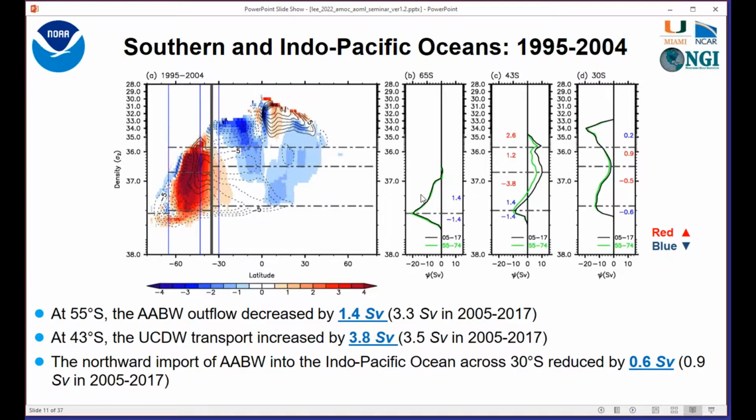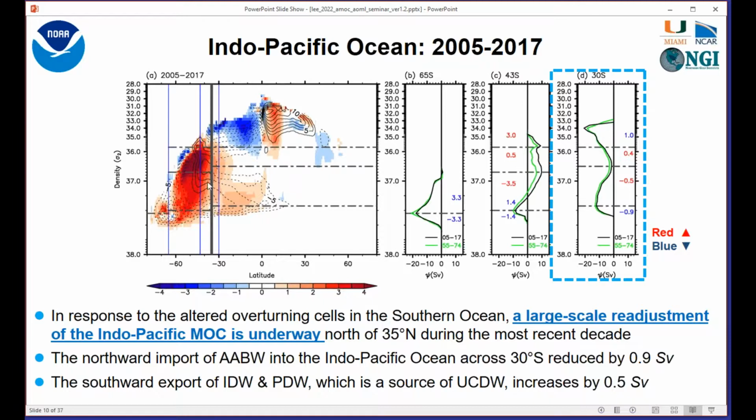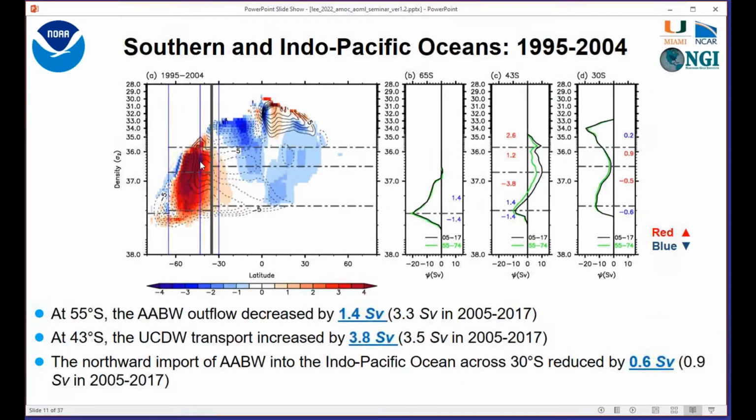So it's the same format as the previous slide, and you see something very similar, but the change here is weaker. It used to be a reduction of 3.3 sverdrups, now it's 1.4 sverdrups. But the increase in the upper circumpolar water cell, which used to be 3.5, is now 3.8. It's an even larger increase. You can see from this contour line that this red thing is even more intense here, but not so much here.